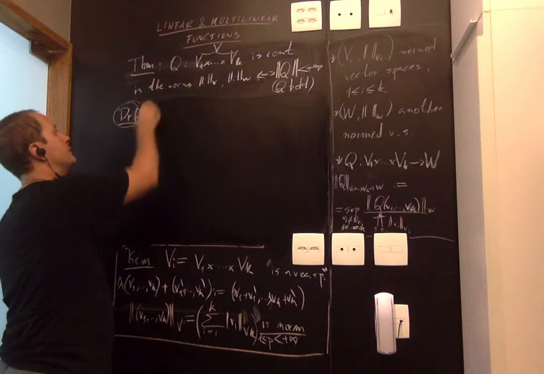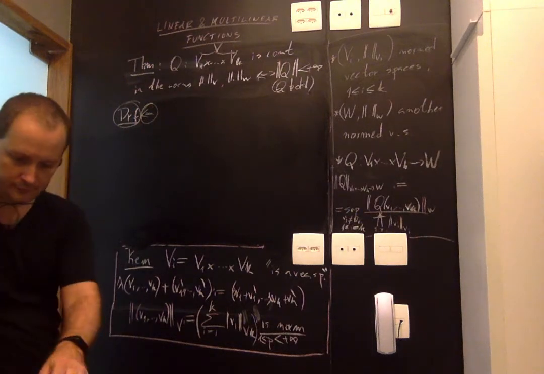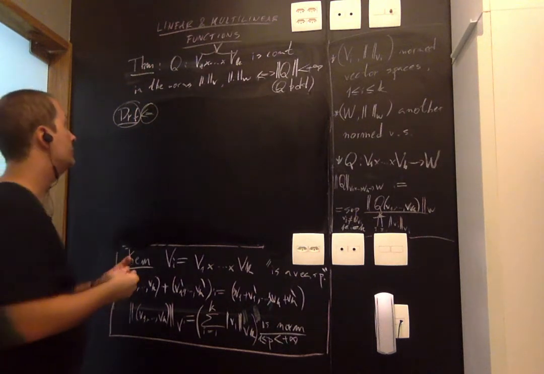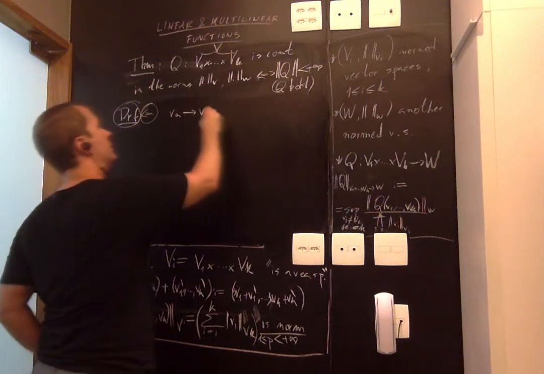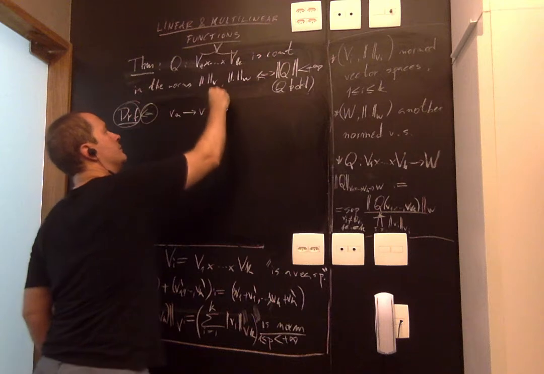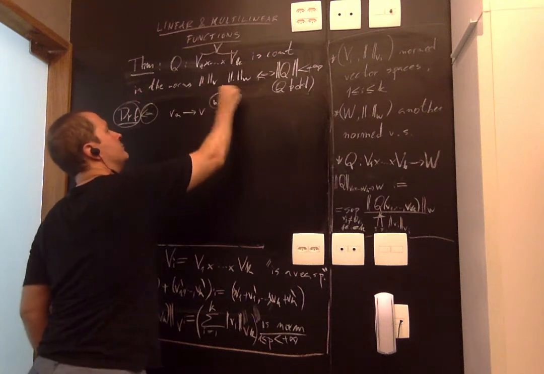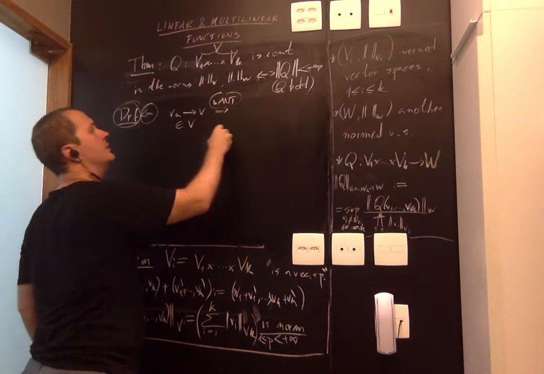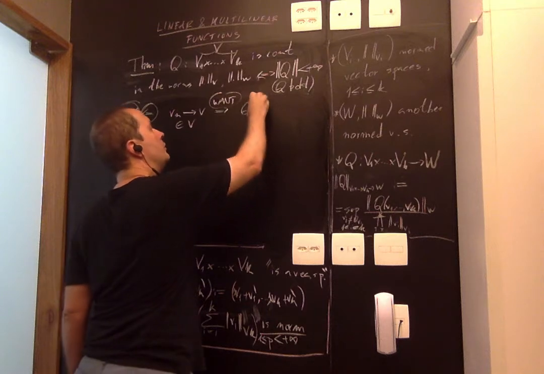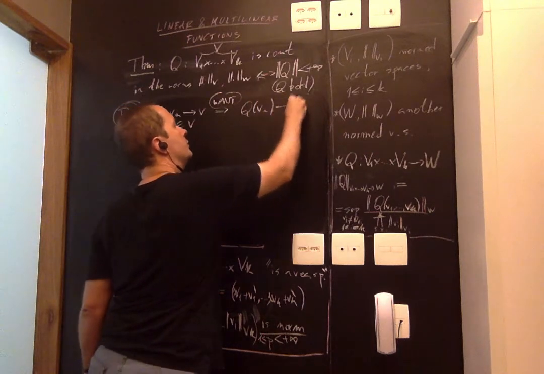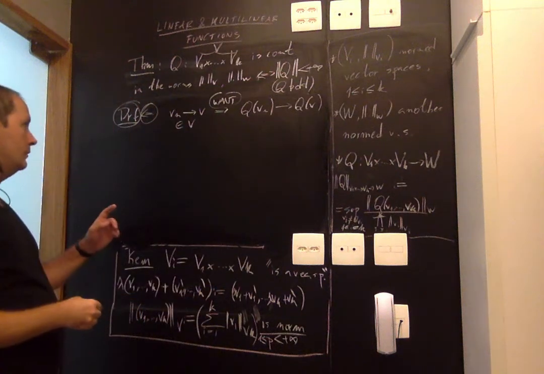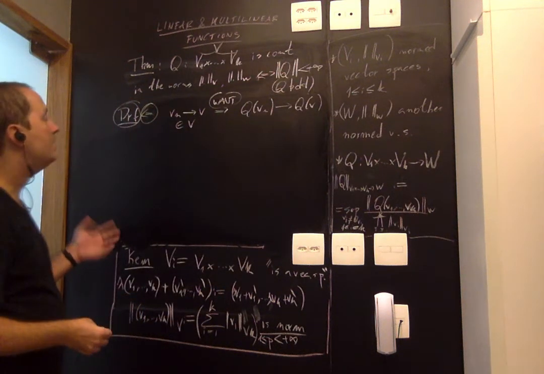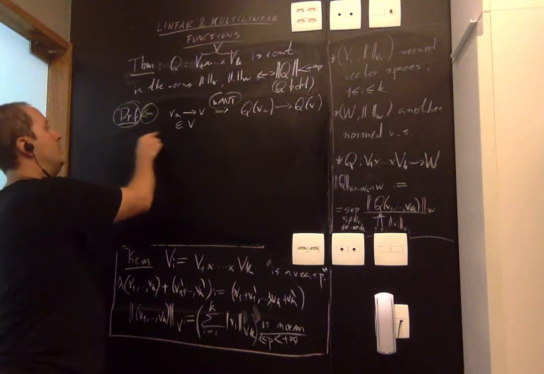Proof of this direction. Assume we have a sequence V sub n going to V, and everything here is in V, and we want to show that Q of V sub n goes to Q of V. Now, we need to write this in a way that helps us understand things.